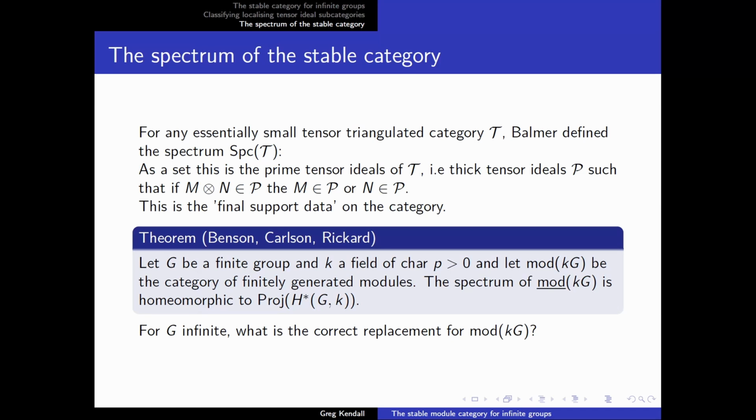And so if we have an infinite group, it's not clear what the correct replacement of finitely generated modules is. These won't form a triangulated subcategory, for example, because over an infinite group, if you take an epimorphism of finitely generated modules, you're not going to get something finitely generated as a kernel.